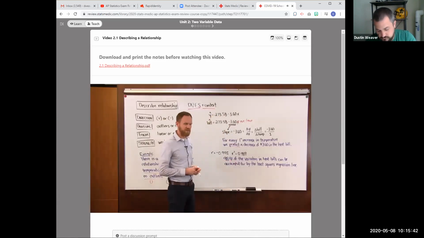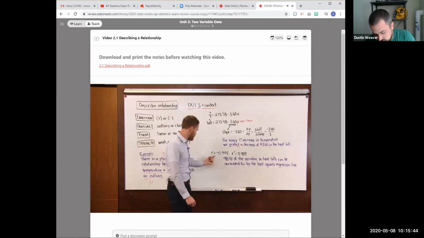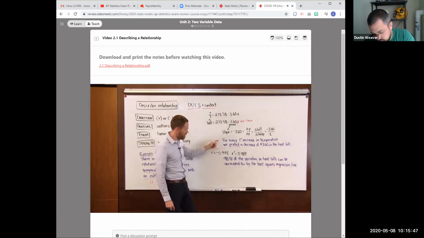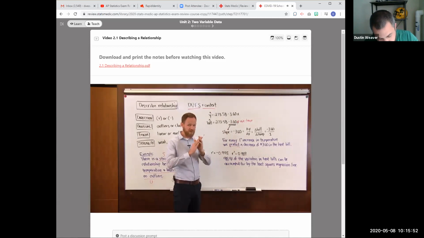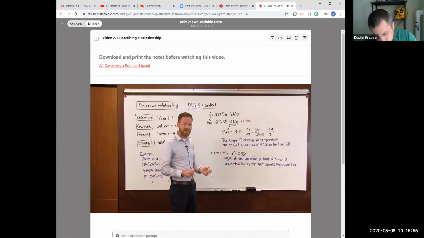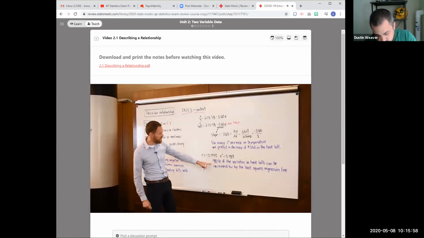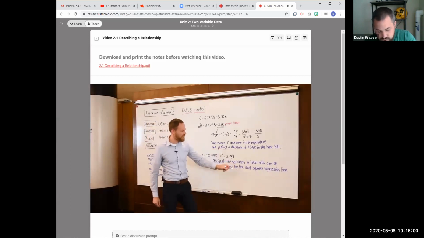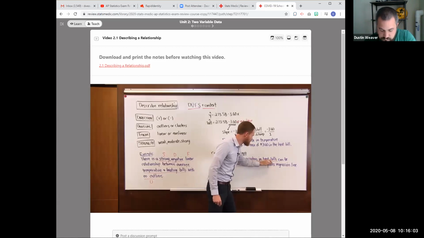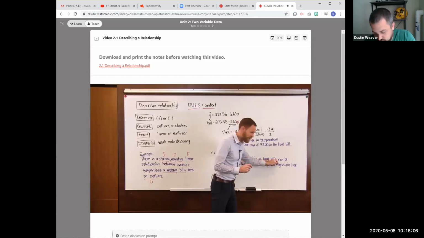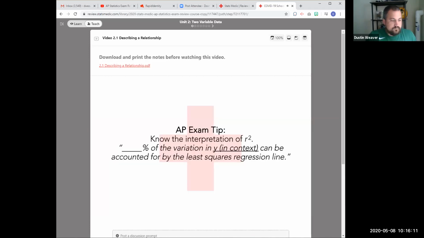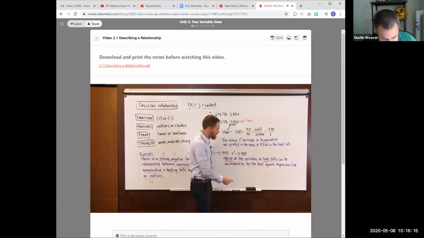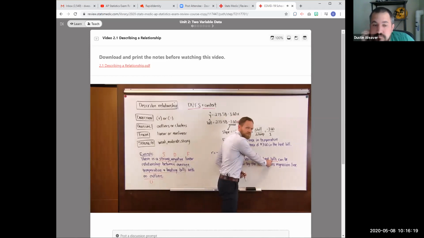Now the other interpretation that you want to be familiar with is the one for r squared. If we were given the r value here, and we squared it to get our r squared value, this is just one of these interpretations that is bound to show up somewhere on the AP exam, and you just have to know it. So we turn it into a percent, and we say 98.9% of the variation in heat bills, which is always going to be your y variable, or the response variable, can be accounted for by the least squares regression line. So essentially, you can treat this as a fill-in-the-blank model, where you fill in the blank for what the r squared value is, and you fill in the blank for what the response variable is.